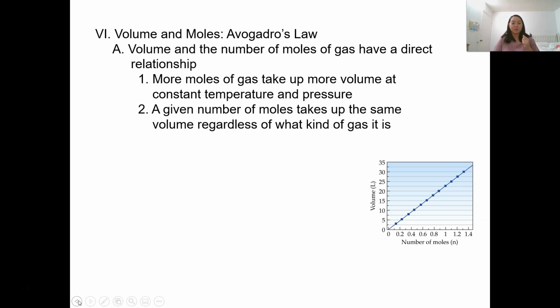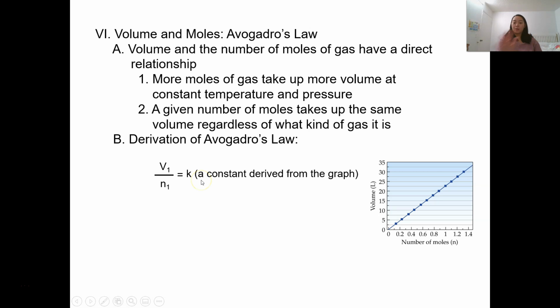Hopefully you chose 22.4 liter. That's right, that's from our previous chapter. 1 mole occupies 22.4 liter. Now let's talk about how you would derive Avogadro's law.